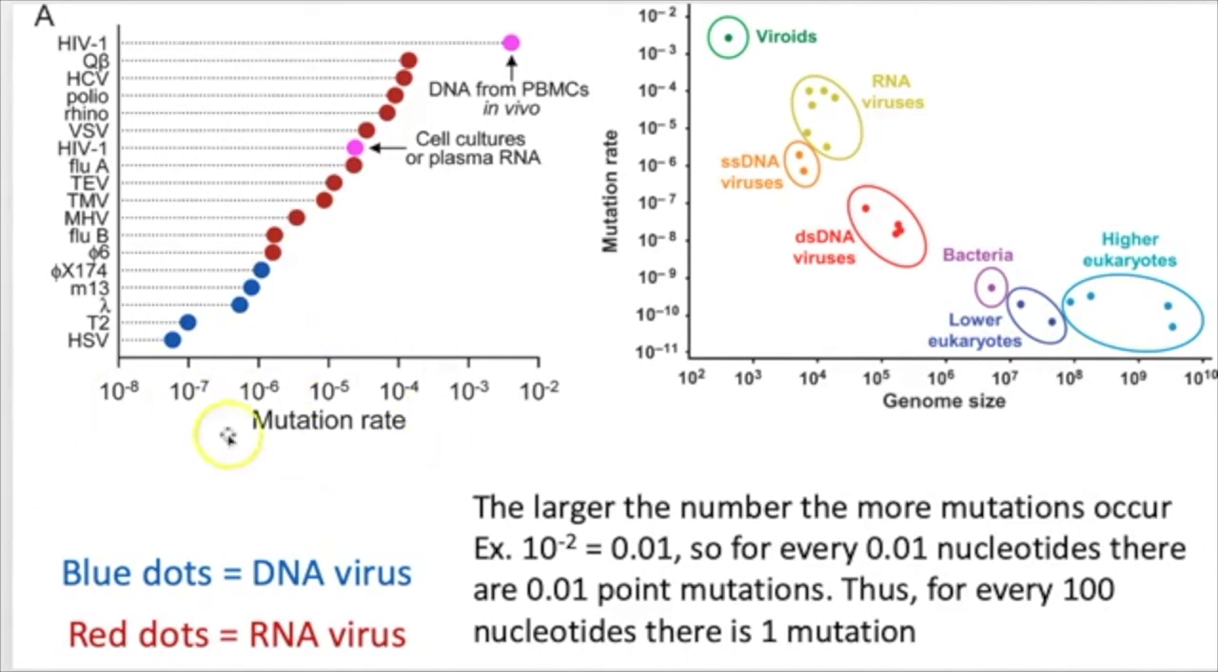on this chart down here, this is a 10 to the negative 8. So this is less mutations, more mutations. And these are all different viruses up here. Okay. In the blue are DNA viruses. If you're a DNA virus, you don't want as many mutations because it's harder to fix. You're not making as many babies typically.